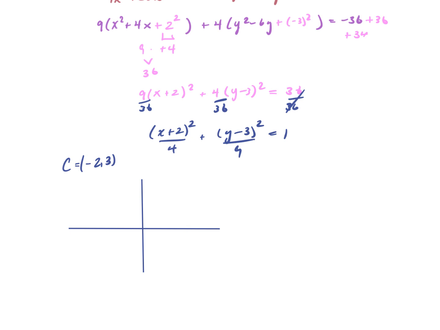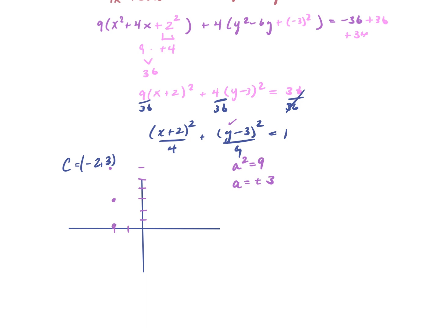So I'm going to do negative 2, 3 as my center. So negative 2, 1, 2, 3. Now, this a squared is 9. So a is plus or minus 3. So a is going to be the distance you go out on that axis. So it's on the major axis because a is bigger, but I'm going to go out the 3 units. So up 3, down 3.